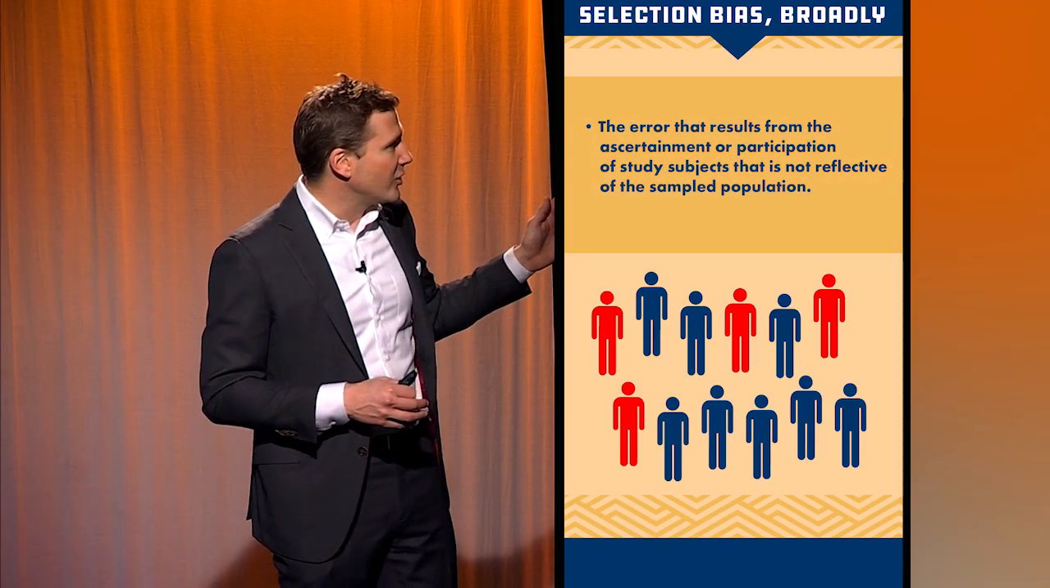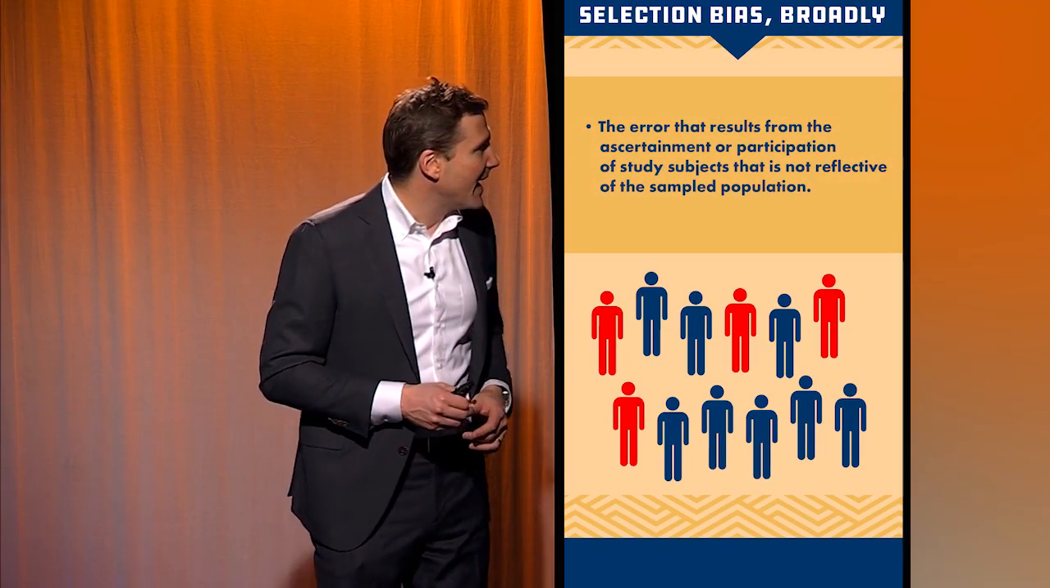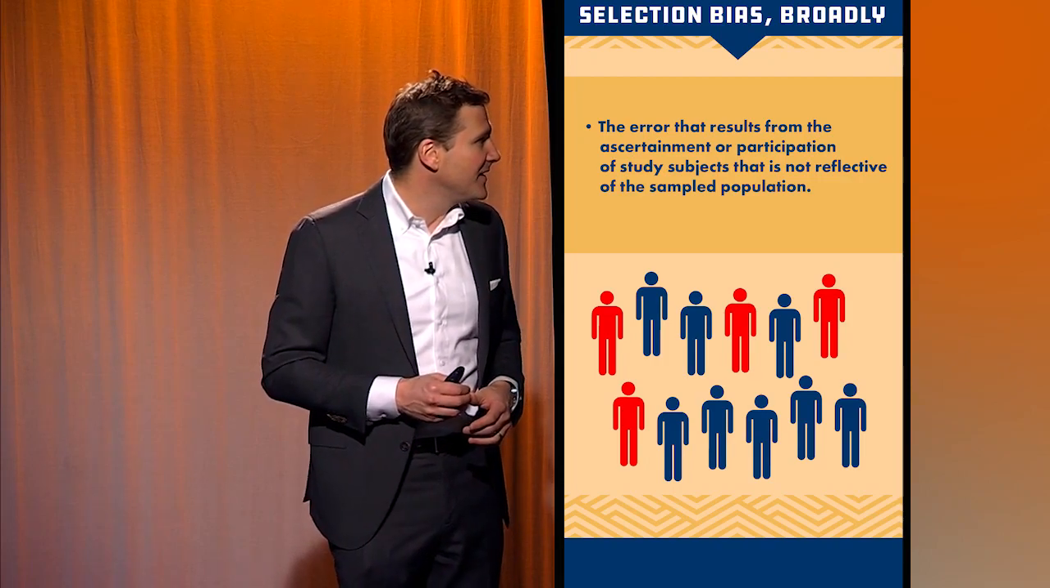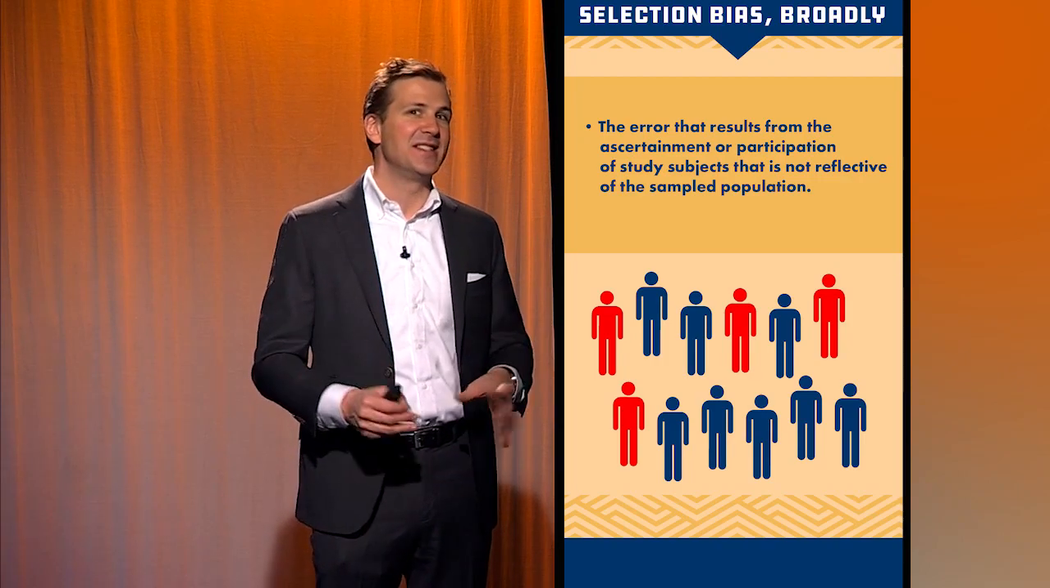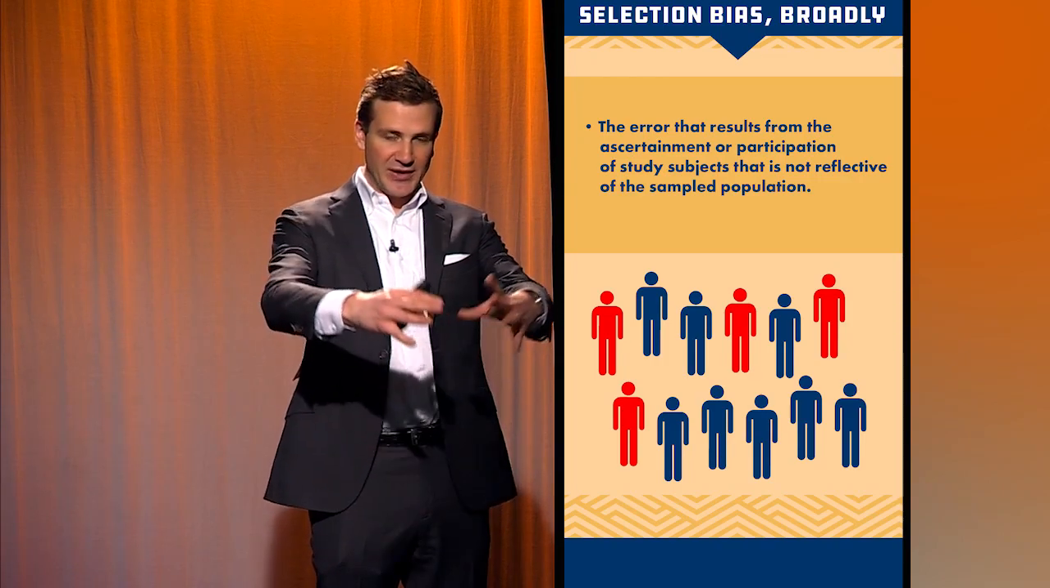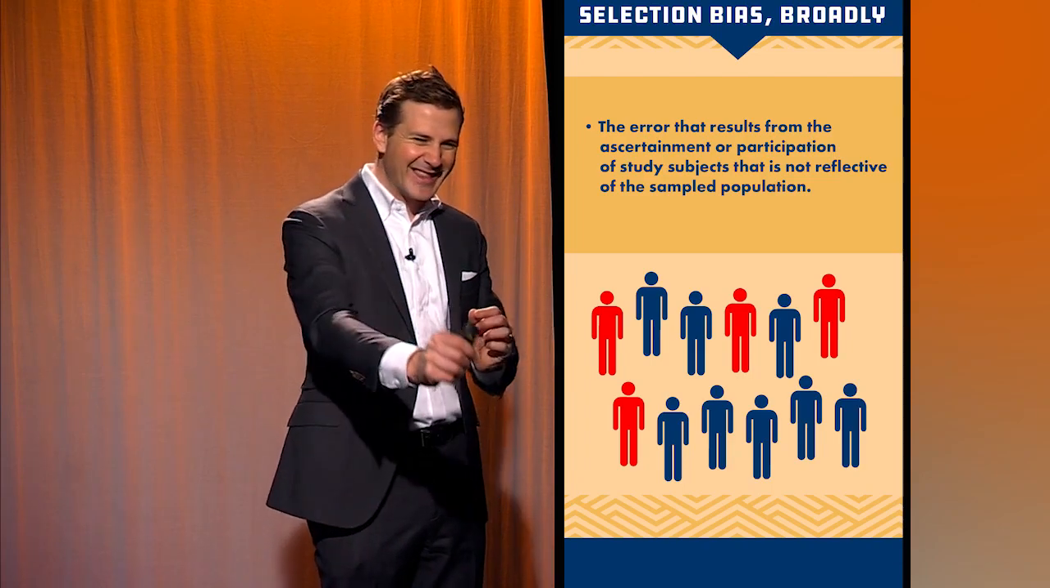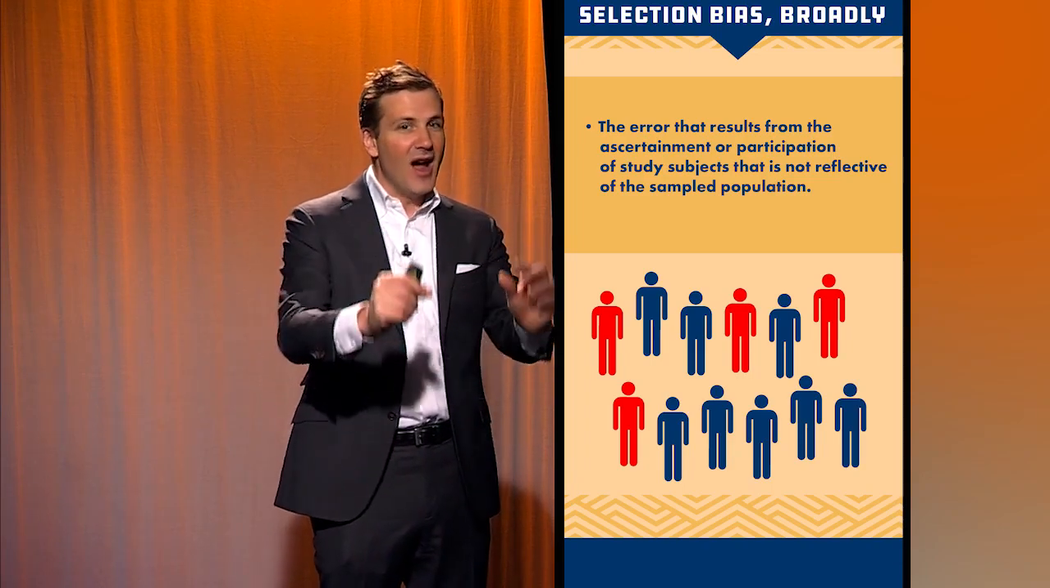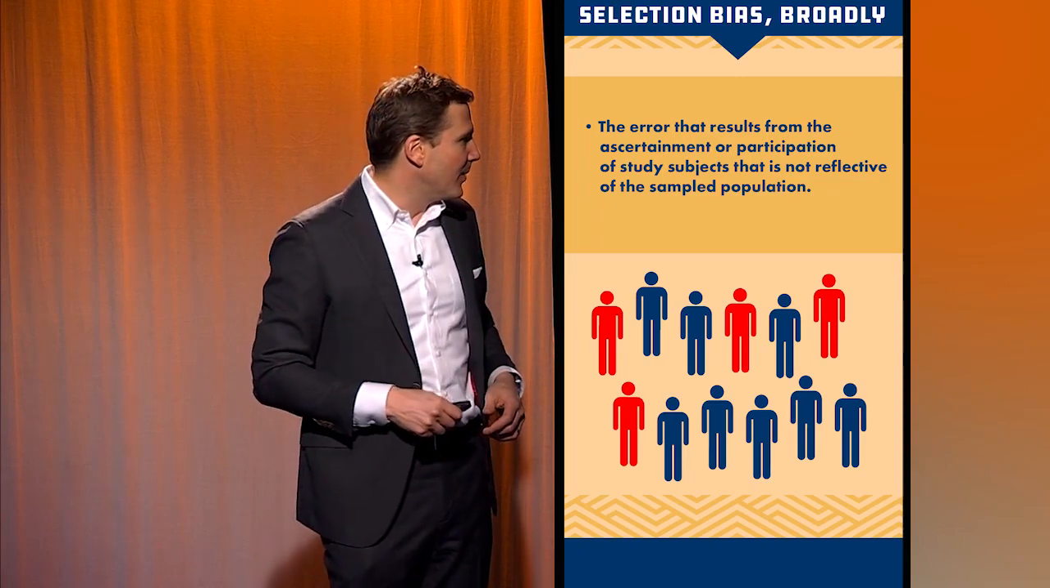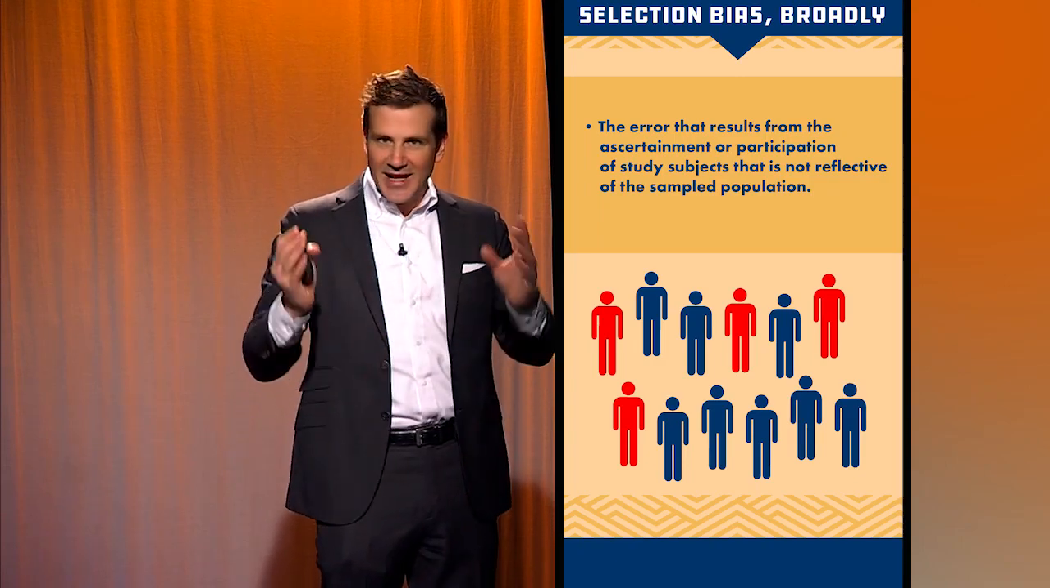So talking about selection bias, it's the error that results from the ascertainment or participation of study subjects that is not reflective of the sampled population. You're interested in this particular population, but you're selecting in a biased, in an unfair way, you're selecting people out. So let's take a quick example.